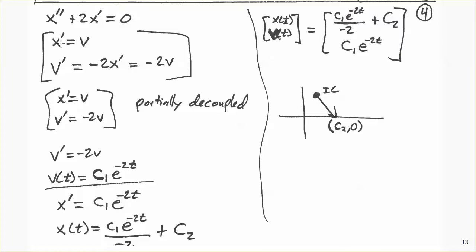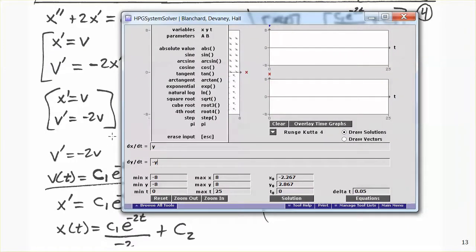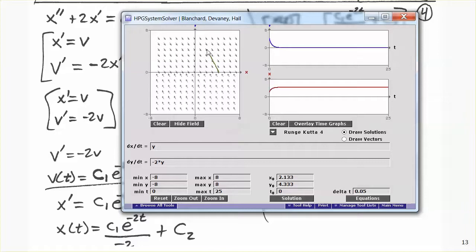And so the x is actually increasing. And that makes sense because x prime is equal to v. If v is positive, I should be moving to the right. And in fact, I am moving to the right. And I'll approach, when these are both 0, I'll be at c2 comma 0. So this is what I would expect if I started here. And if we bring in the HPG solver, let's just change this. X prime equals y. Y prime equals negative 2 times y. And in fact, if I start there, I move down.